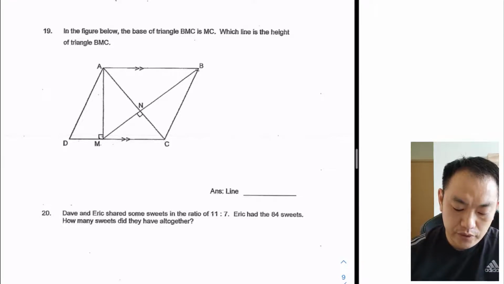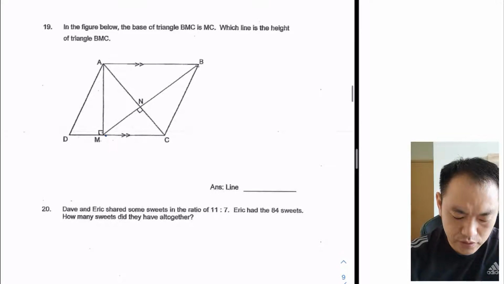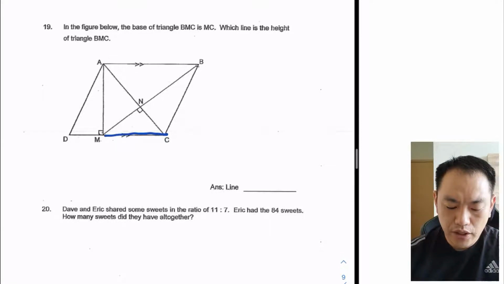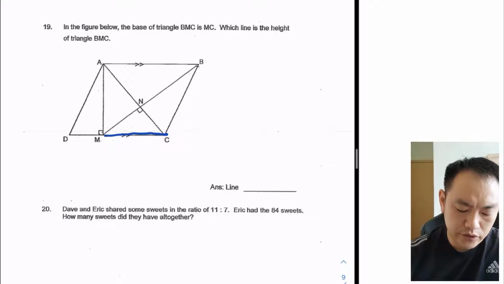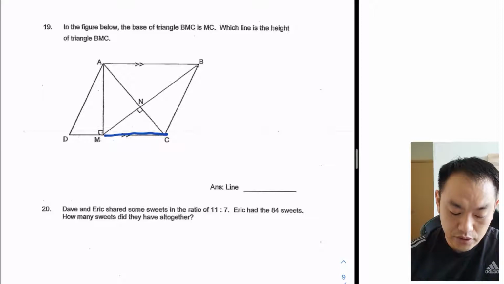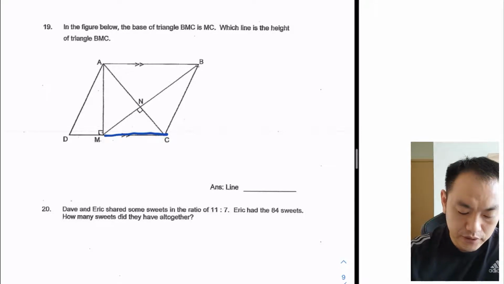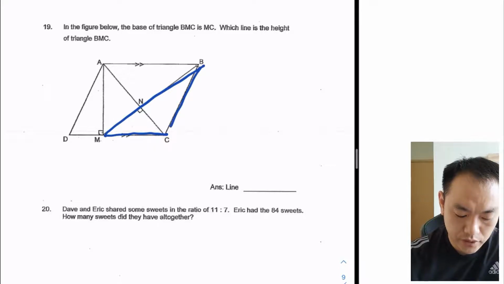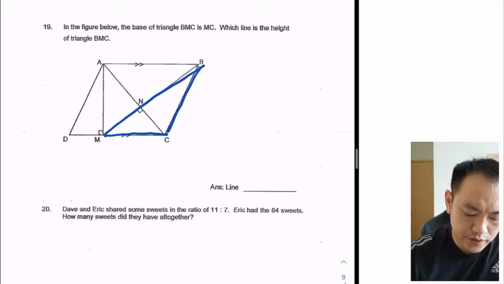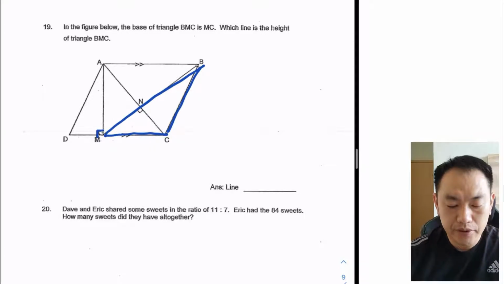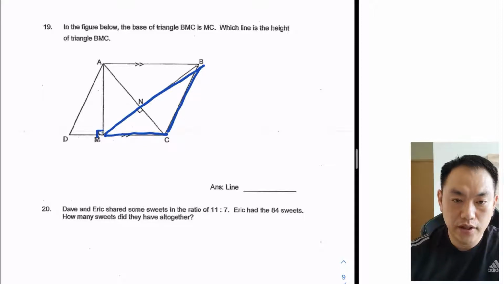In the figure below, the base of triangle BMC is MC, which is here. Which line is the height of triangle BMC? You see a lot of lines and different shapes here. Basically you are looking for this shape here, BMC. You can also see there is a line which is perpendicular to the base MC.